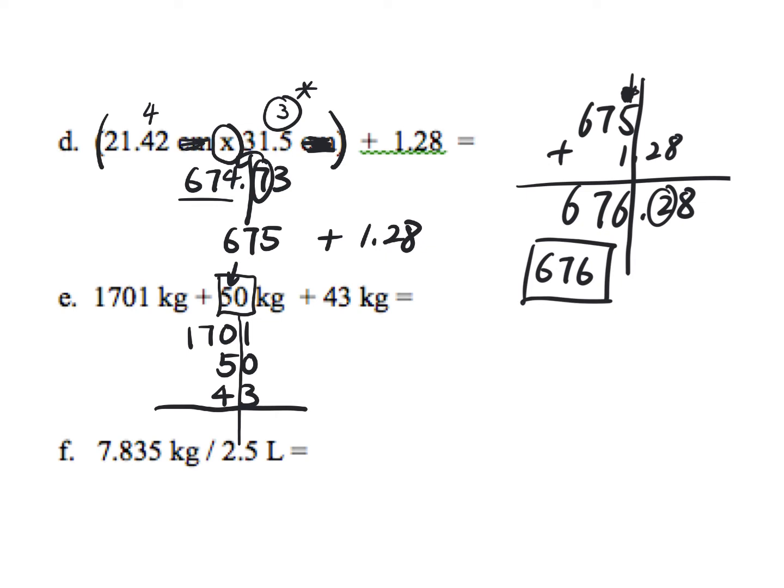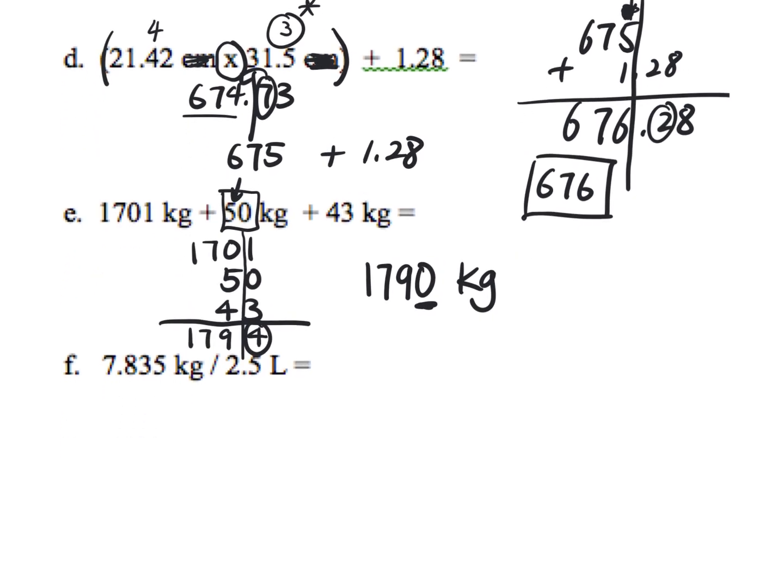1701 plus 50, I'm using my calculator, plus 43 equals 1794, right? I have to end on the 10th place, and 4 does not go up. So I will do 179. Is that right? No, it needs to be 1,790, right? You need to do a placement 0. And this one we can do the unit kilogram.